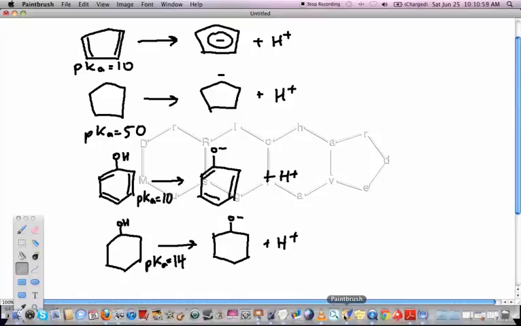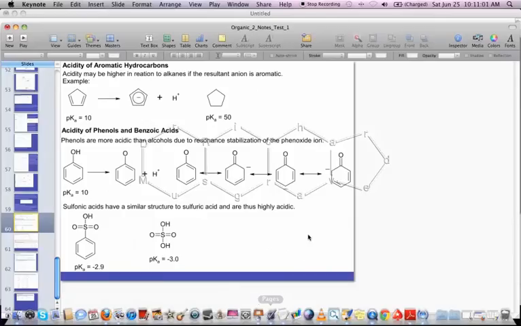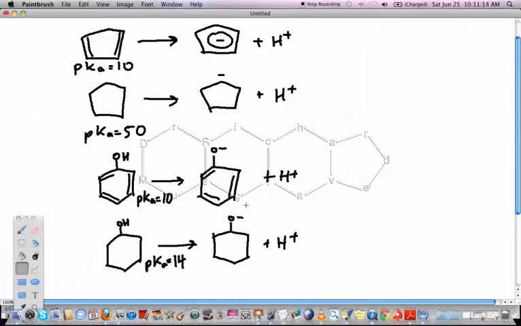Let me go back and show you this on the PowerPoint. You can see that this is phenol. The negative charge can flit to here, can flit to here, can flit to here, or it can be on the O negative. If the negative charge can move around, that means it's going to be more stable. If the anion is more stable, that means the compound is going to be more acidic. And what I want you to remember is the lower the pKa, the stronger the acid. Alright, so let's go back to the PowerPoint.